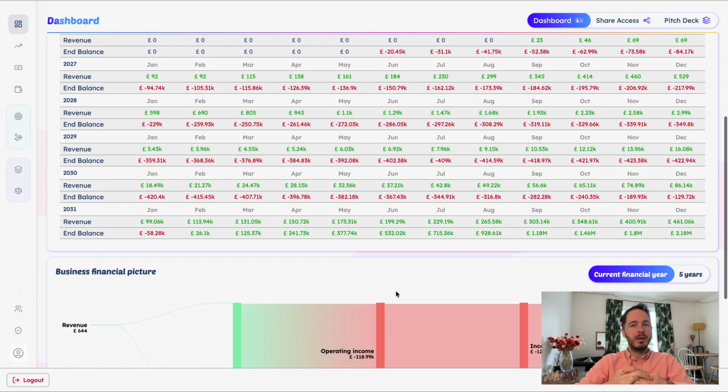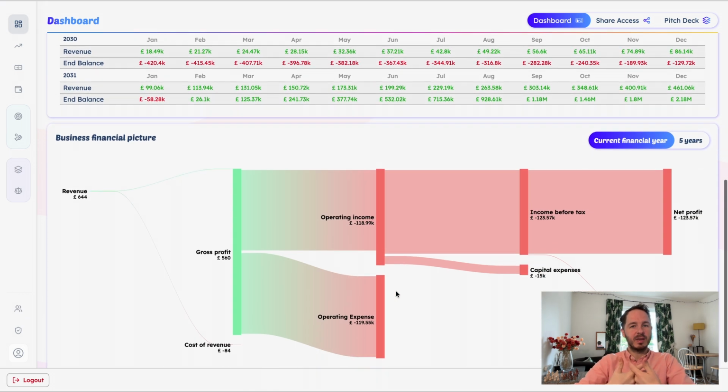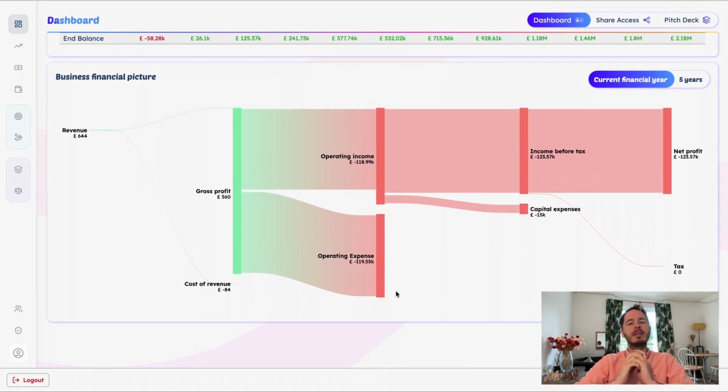And finally, below the table, you've got the business financial picture. This is my favorite part. It's a Sankey flow diagram. It shows you visually how money flows through the business. On the left, you can see revenue 644.